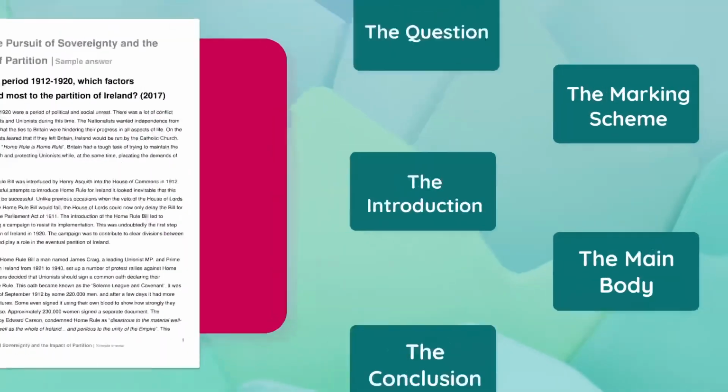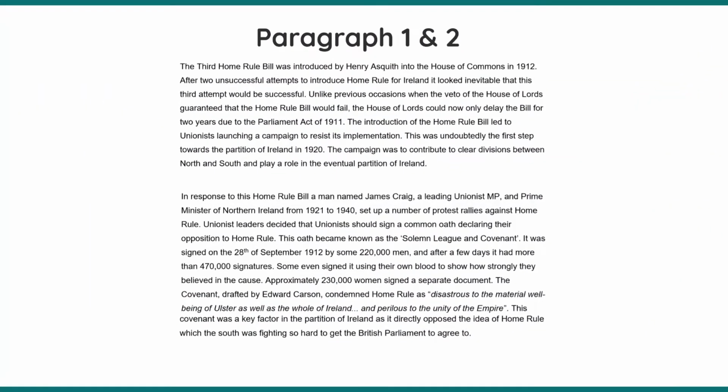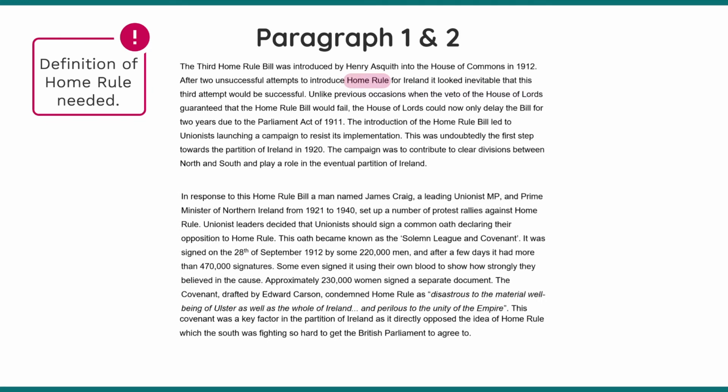The essay does go on then and has some really excellent paragraphs and some things that are easily improved on as well. So looking firstly at paragraphs 1 and 2, I've spoken already about definitions, and I'm going to repeat myself here, saying that in this paragraph, the definition of home rule is needed, and I'm talking one sentence, because home rule is such an important factor here that it really needs to be clear. This is what home rule would have meant for the people of Ireland.